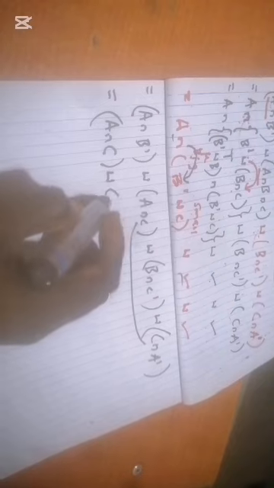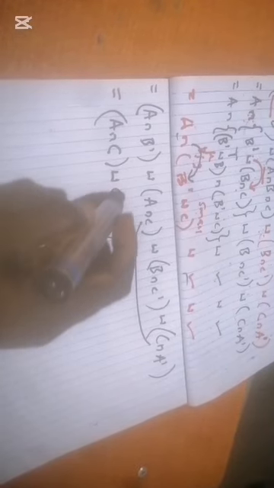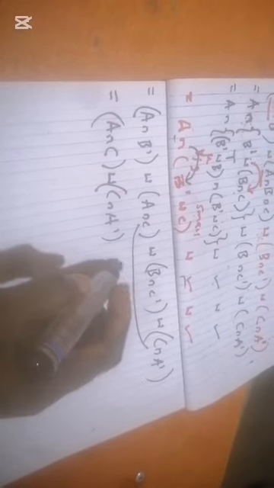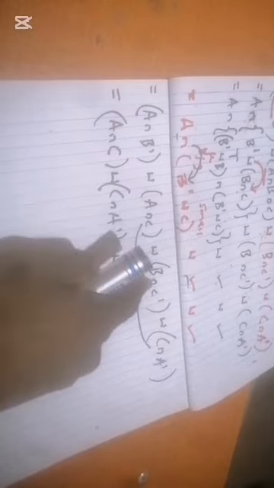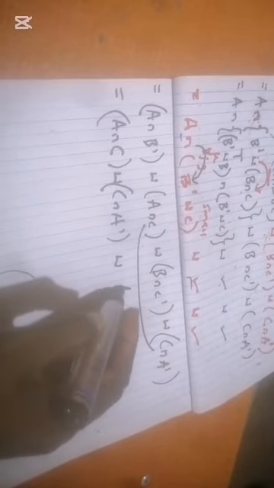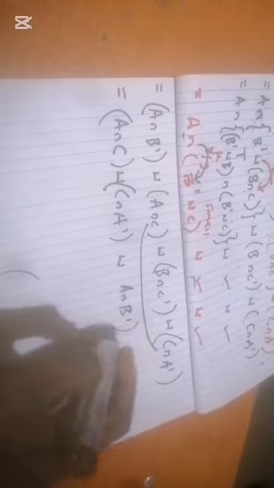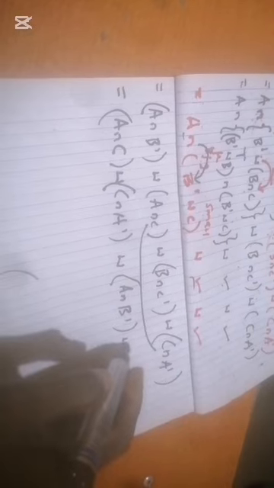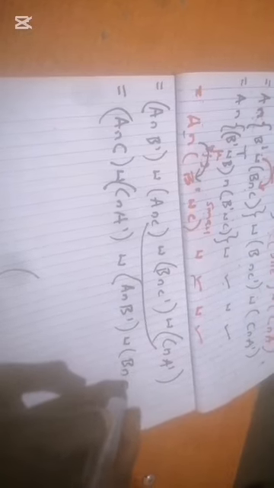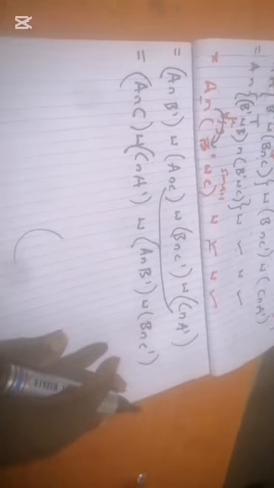Then union C, intersection A, complement. Can you see that? Okay. Then I cannot continue with this one here. That is A, intersection B, complement. Then union B, intersection C, complement. I hope you can see that.